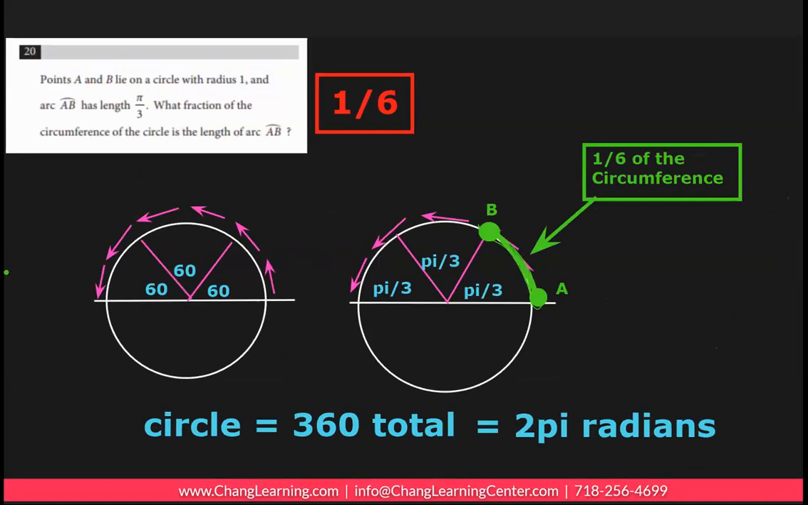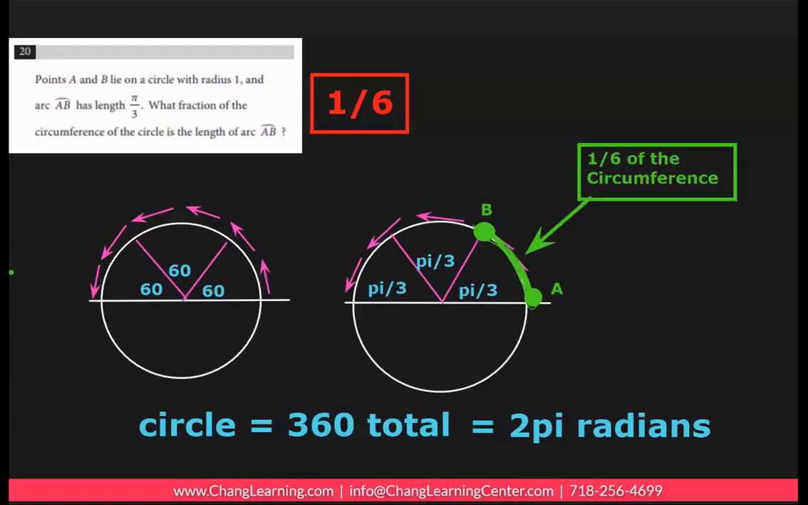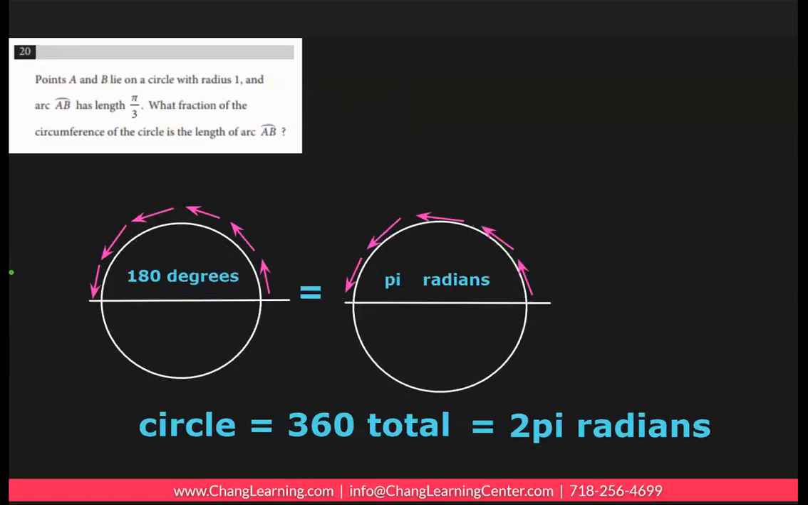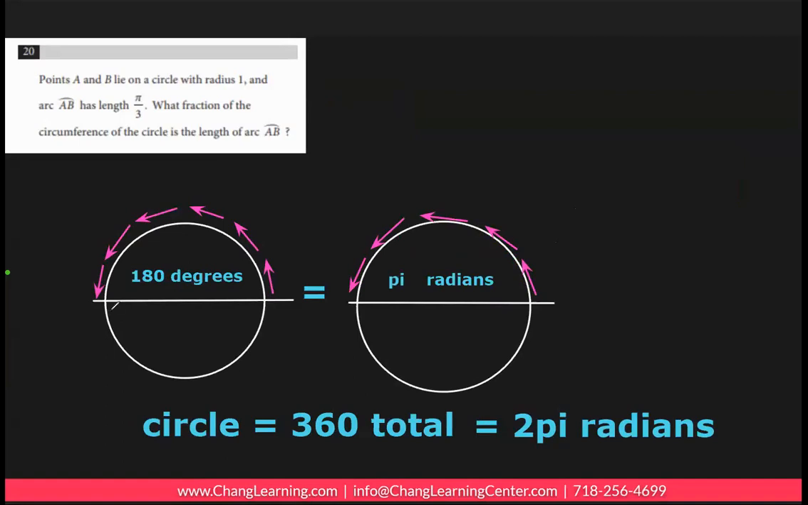For question number 20, we had points A and B lie on a circle with radius 1, and arc AB has length pi over 3 in radians. What fraction of the circumference of the circle is the length of arc AB? Well, you needed to know the conversion, which is on your SAT formula sheet. 180 degrees of arc is also pi in radians.